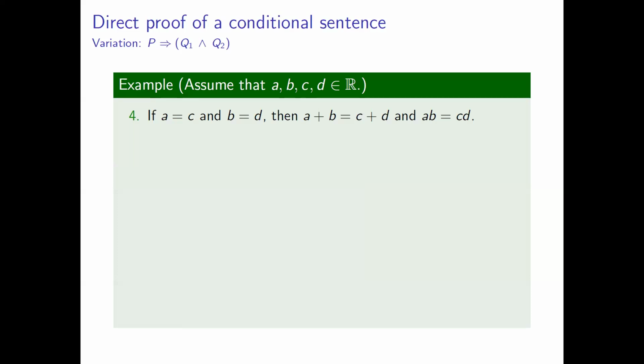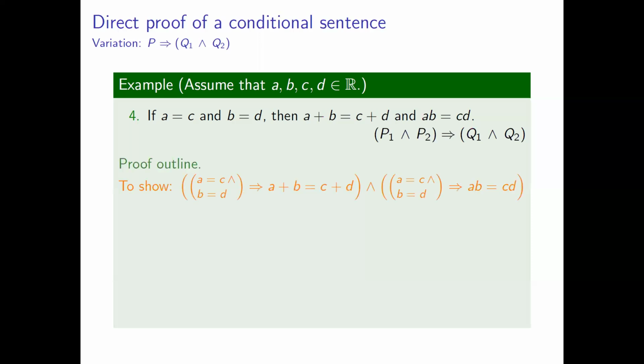For example, consider the claim: if A equals C and B equals D, then A plus B equals C plus D, and A times B equals C times D. Let P1 be the sentence A equals C, P2 be the sentence B equals D, Q1 be the sentence A plus B equals C plus D, and Q2 be the sentence A times B equals C times D. Then the claim is a conditional sentence whose antecedent is the conjunction P1 and P2, and whose consequent is the conjunction Q1 and Q2.